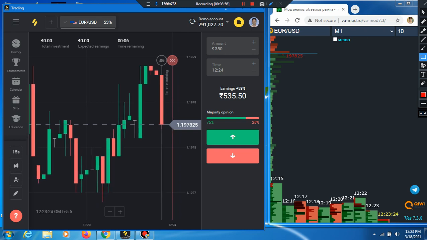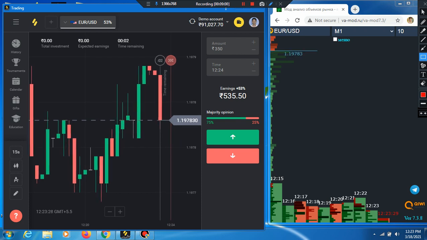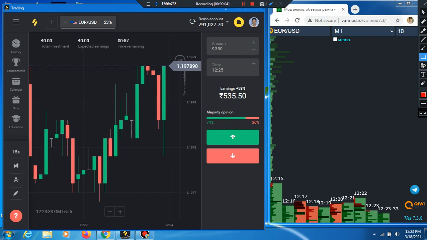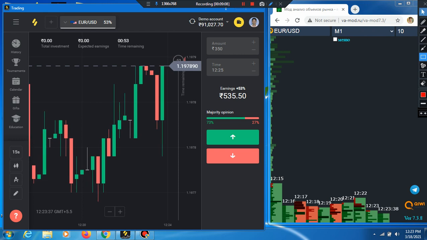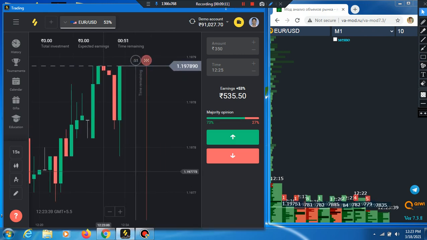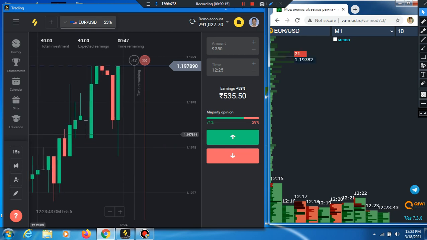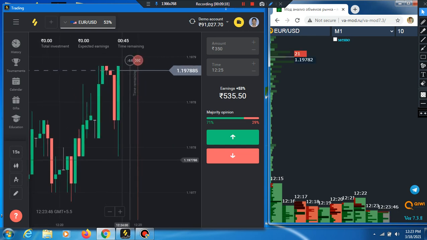Okay, I always look at the clusters and how the volumes are distributed in the cluster. Okay, very important. That is very important. Always wait for the right opportunity. Looking at how the buyers entered here. This is the round level.